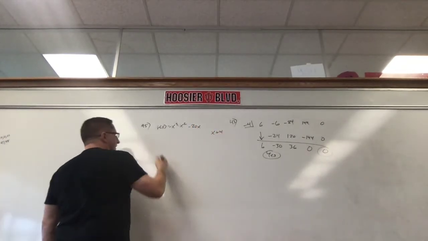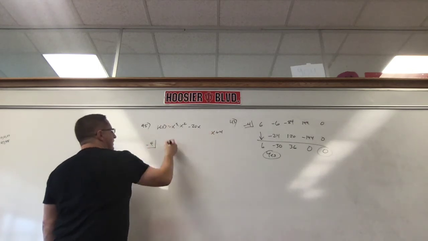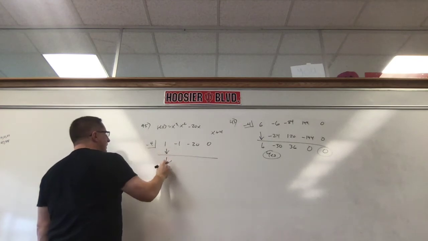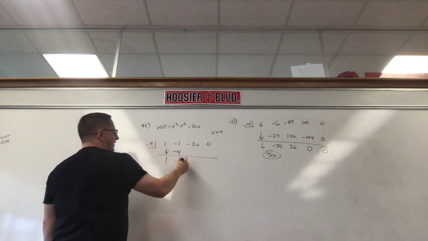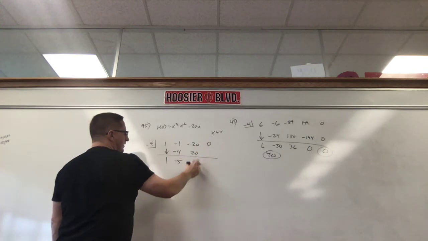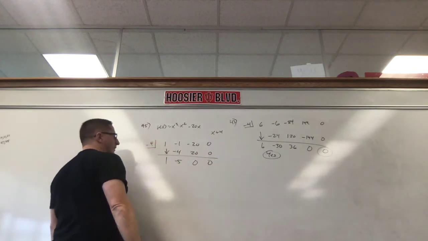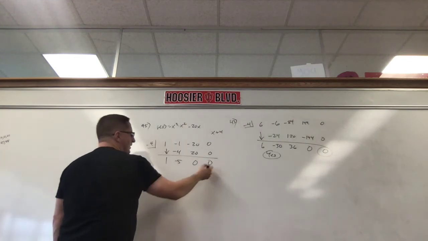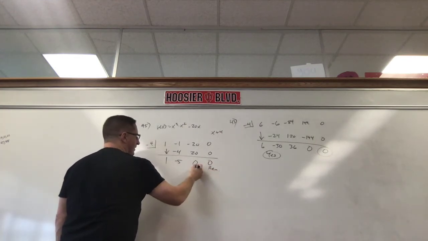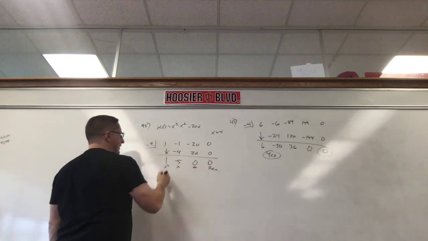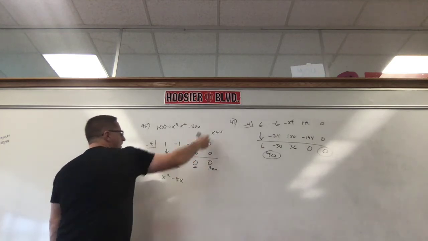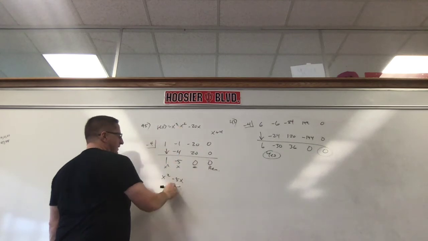So let's show that it's a factor. We put negative 4 in the box, opposite of that. 1, negative 1, negative 20, 0. Drop your 1, times negative 4 is negative 4, add to negative 5. Times negative 4 is 20, add to 0, times negative 4 is 0, add to 0. So it should have ended in 0, and it did, so that's good. This right here is our remainder. This is our number, this is our x's, that's our x squared. So we have 1x squared minus 5x. Well, it's nothing. So this goes into this many times.